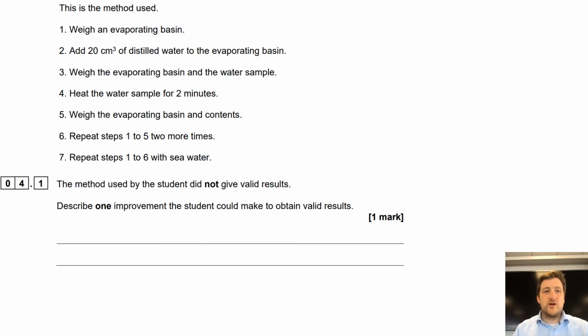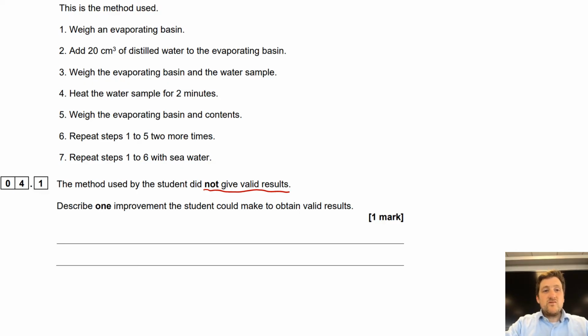Okay, so now this is a big question because you've got the big diagram at the top, and then I've cut it a little bit just to show the method, and this is the method used. Now this is a required practical method, you need to know it, but also you need to know the reasons for the steps and how to improve it. So when the question says the method used did not give valid results, that means we did something wrong. So describe one improvement the student could make to obtain valid results. Valid results are the ones we actually want at the end.